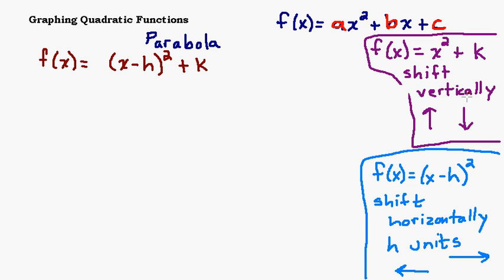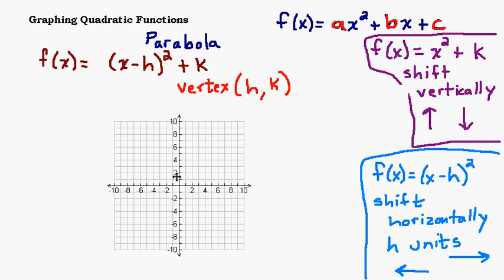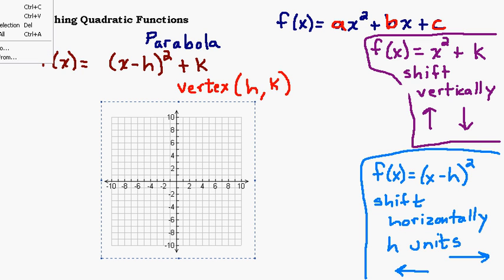Alright, what if we have both of these things going on? We have an h value and a k value. Then we're going to have a vertical shift and a horizontal shift. We know the x value of our vertex is h, and the y value of our vertex is k. So the vertex is going to be at (h, k). Alright, let's pull this in here.